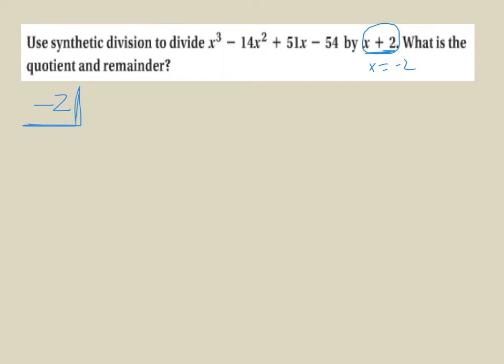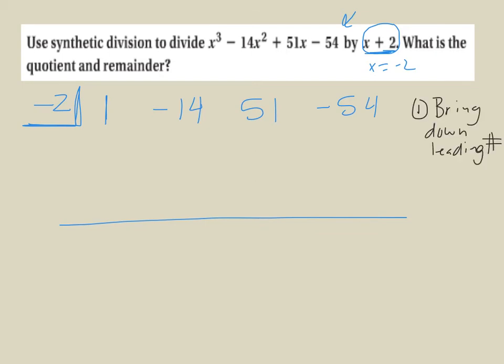And then you look at what you're dividing by, and you take the leading coefficients, so the numbers out in front. So I have a 1, that represents the x cubed. I have a negative 14, that's with the x squared. 51 is with the x, and then a negative 54. Draw a line here. And this is how you do synthetic division. You first bring down the leading number. So here's a 1, so I bring that down underneath. Okay, so that's where my 1 comes from.